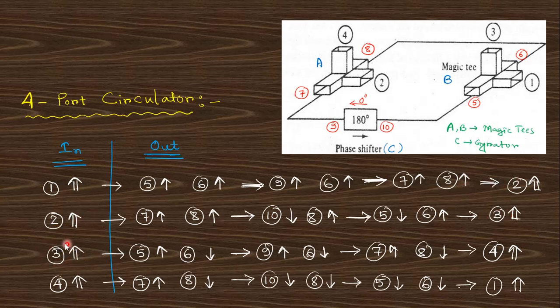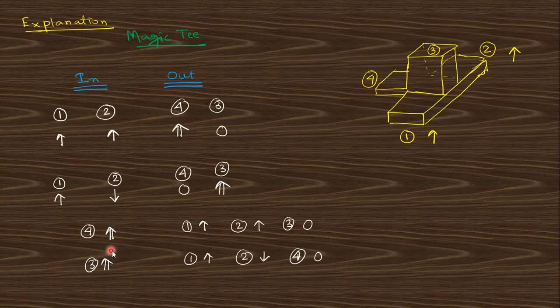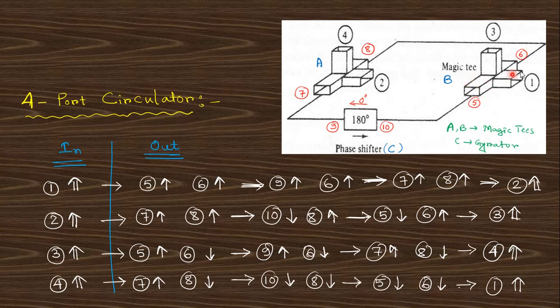Now comes input 3. If the input is at 3, the output will be equal and opposite. So 5 and 6 are equal and opposite. This 5 comes from that one, so 0, no change; 9 has no change, and 6 will have no change. Since these are in the opposite direction, 9 will have no change, so 7 will be the same, 6 will be.